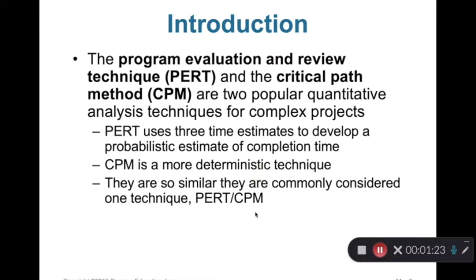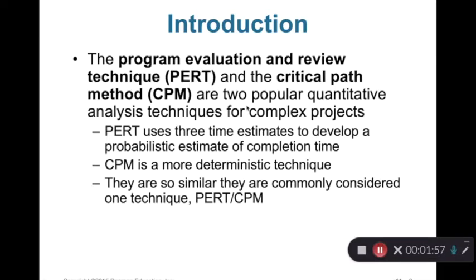Then we're going to use two methods to handle project scheduling. There are two methods available. The first one is called PERT, Program Evaluation and Review Technique. The second one is called the Critical Path Method. We use these two methods to figure out the critical activities. Why do we want to find out all the critical activities? Because all of these activities are critical.